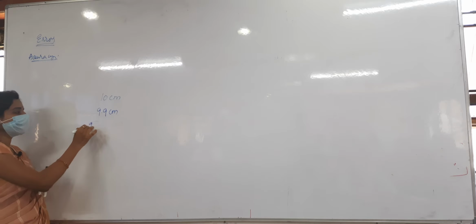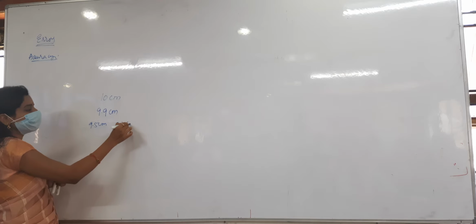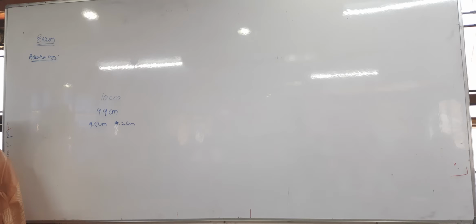For example, if I got one more number as 9.5 centimeters, or 9.2 centimeters, like that, which is the most accurate among these?